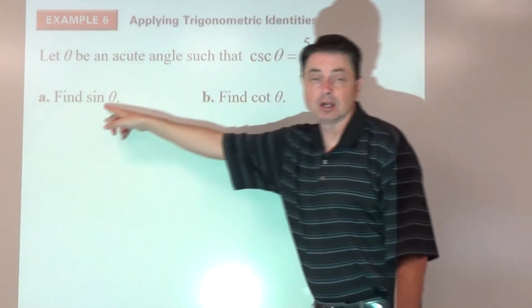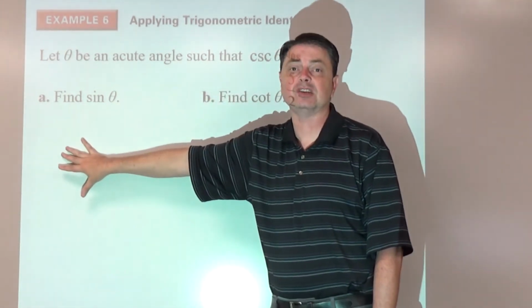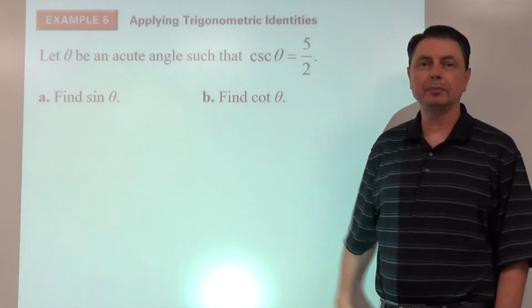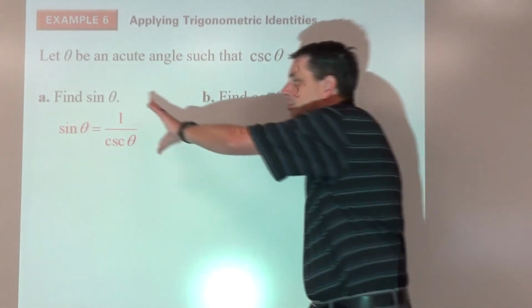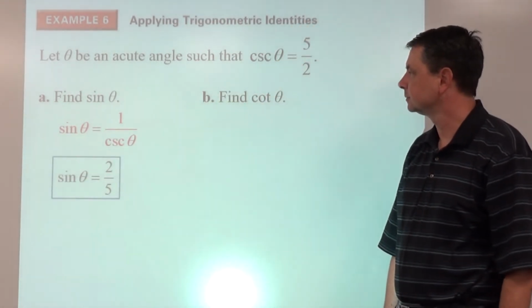Well, they're pretty closely related. They are reciprocals. So that part A should be an easy one. They're reciprocals. All we got to do is take this one and flip it, take the reciprocal. So sine of theta, we're going to use the reciprocal identity, is 2/5.